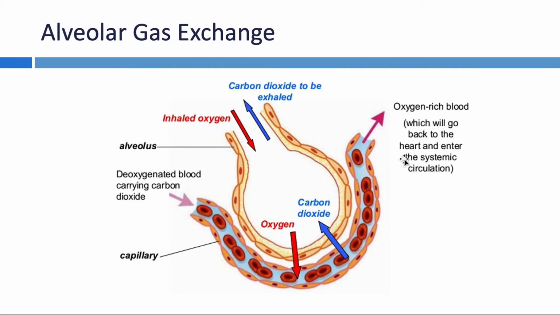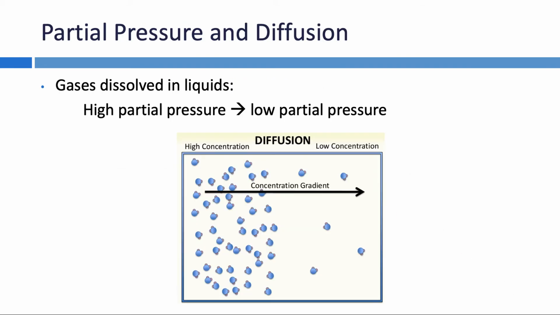Carbon dioxide does the opposite. There's a lot of carbon dioxide here because we just came from the body. And so there's less carbon dioxide in the alveoli. As it passes through, the carbon dioxide is going to diffuse out. Again, it's going to go from areas of high partial pressure to low partial pressure.